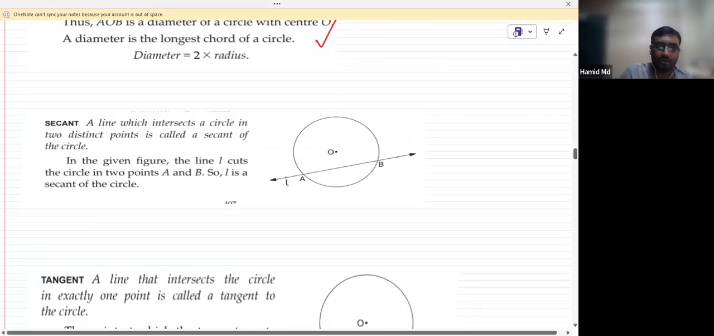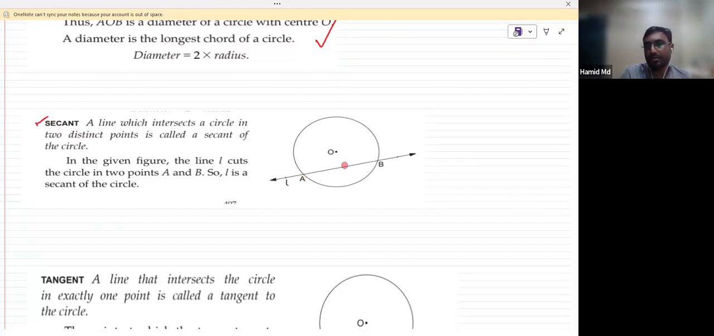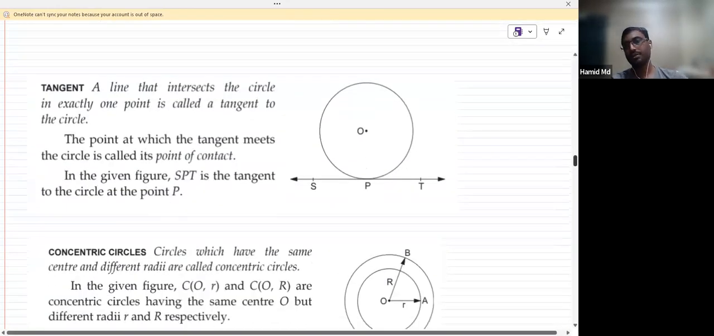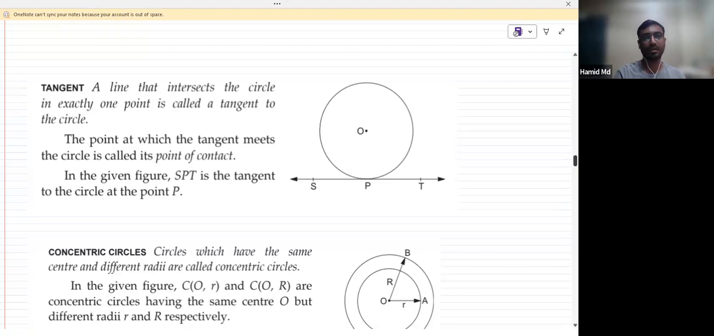See, this is a chord from here to here, but we have extended it far beyond that. So we call it a secant. A line which intersects a circle at two distinct points is called a secant of the circle. In the given figure, this is the secant. I asked you yesterday about tangent. So what is a tangent? A line that intersects the circle in exactly one point is called a tangent.